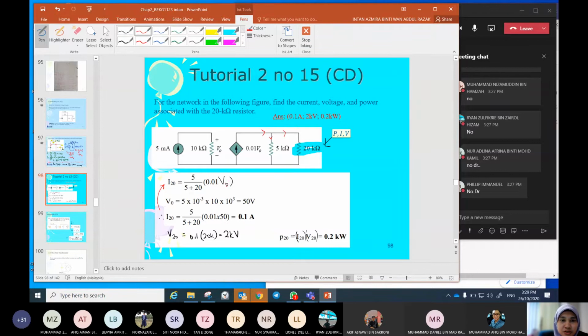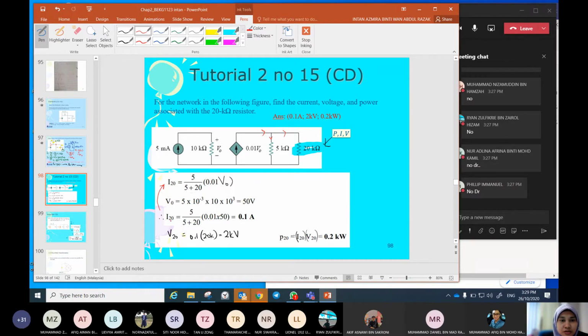So now we have to find V0 first. V0 is here. V is equal to IR. The current of 10k is 5 milliamps. R is 10k. So V0 is equal to 5 milliamps multiplied by 10k, and we get 50 volts.